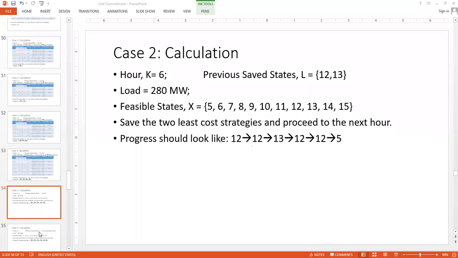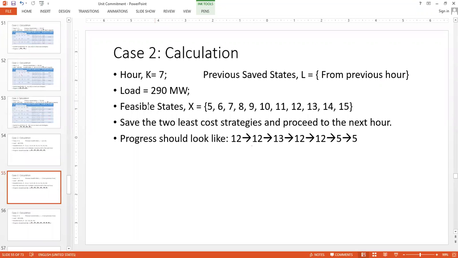And then hour 7, the load has changed a little bit, 290. Still we have 11 feasible states, and L should come from the previous hour. So still you save the 2 least cost strategies and proceed to the next hour. Now the winner should also be 5. The answer is given here, not the calculation, remember.